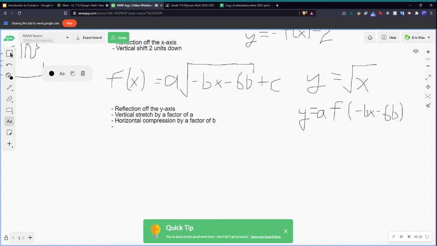Now let's look at translation, so shifting up, down, left, or right. The more obvious one would be this plus c outside. So it's outside of the entire function. So let's put it right here. So it's plus c.